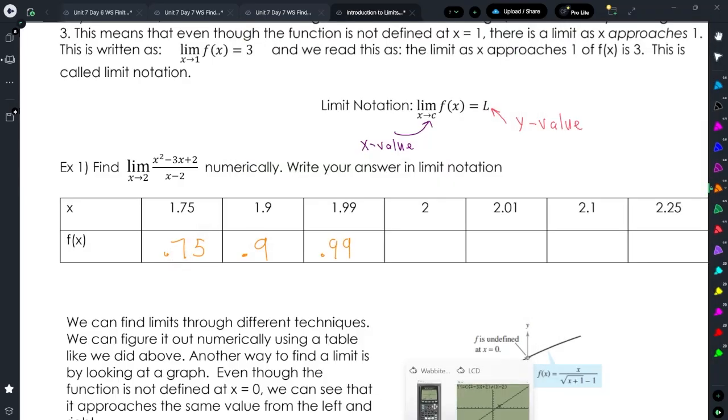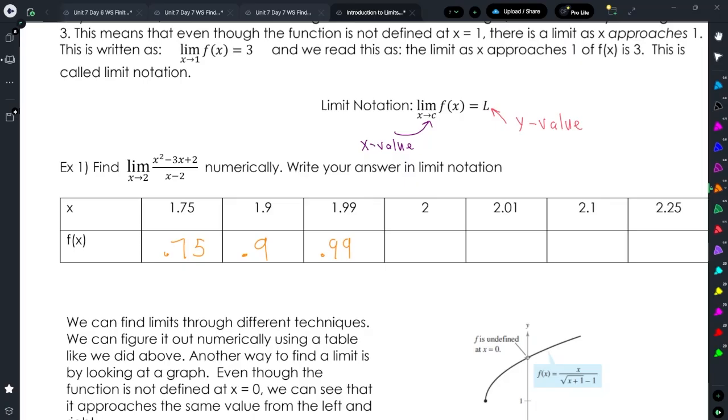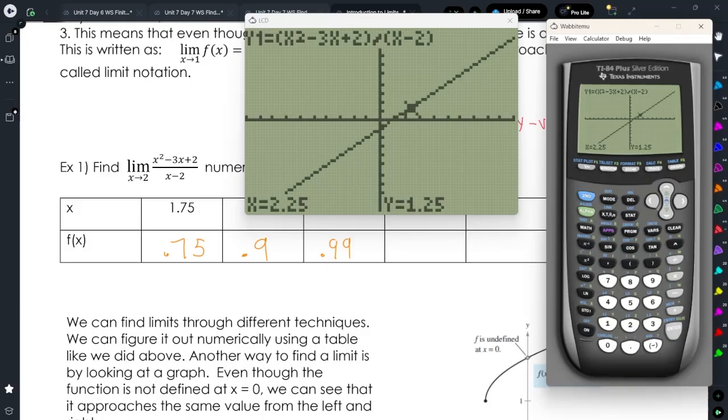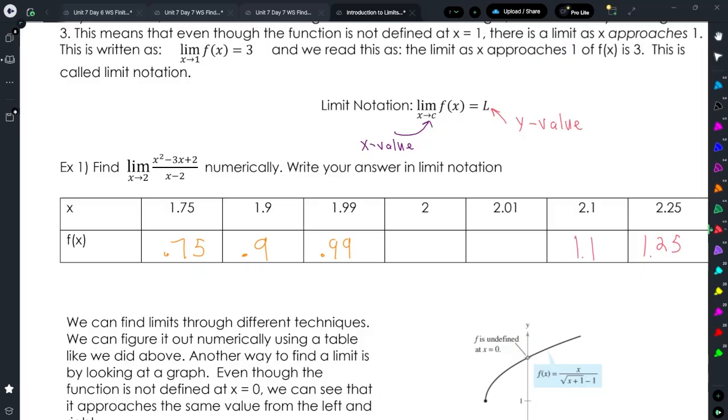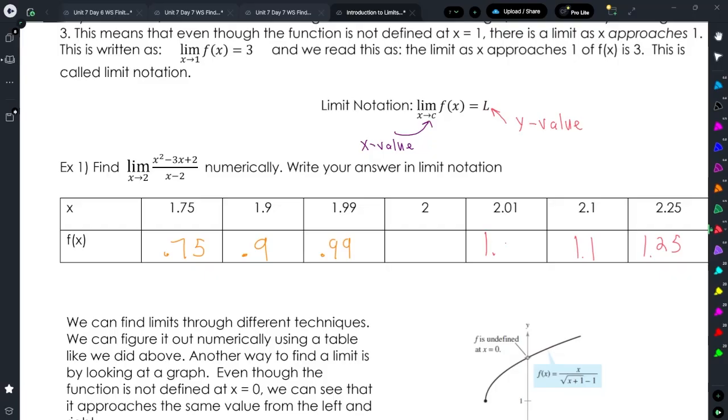Now we can't type in 2. When I type in 2, there's no y value, it's undefined. So let's go on the other side, 2.25. That's 1.25. Then let's type in 2.1, and we get 1.1. And then finally we'll type in 2.01, and we get 1.01.